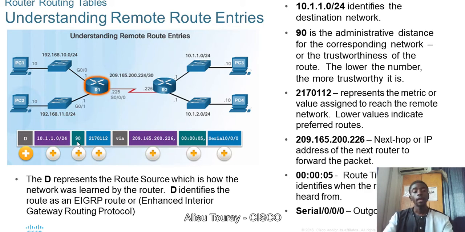It's saying that router 1 learned about this network through EIGRP, and it uses an administrative distance of 90 and a metric of 2170112. So this tells how trustworthy the route is, and this one is the metric, that's how far, and it tells how the network was learned. This one here is the next hop, that is the IP address of the neighboring router, and this one is a time lapse: how long since this router learned about this network. It uses its exit interface, Serial 0/0/0.